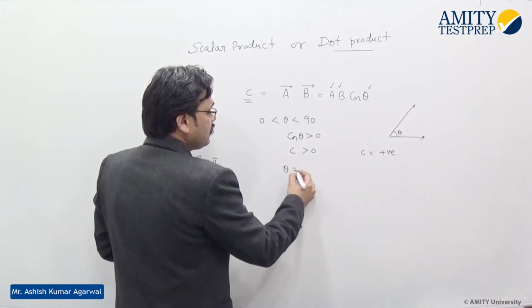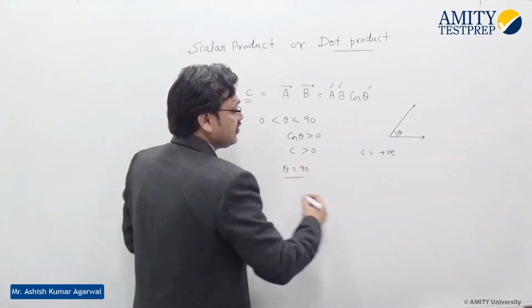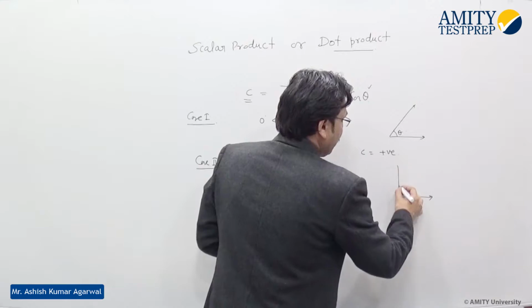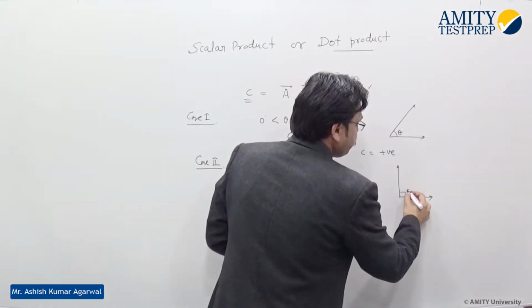If the angle between the two vectors is 90, meaning if two vectors are perpendicular to each other.